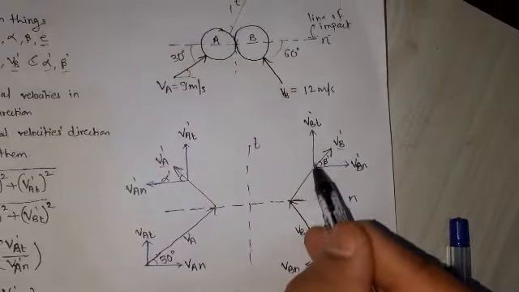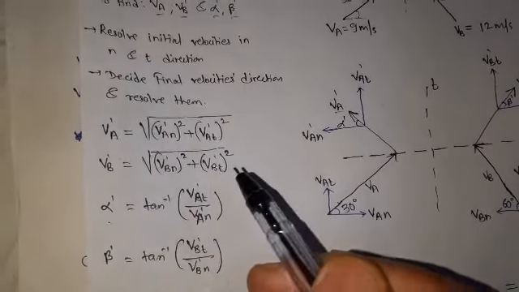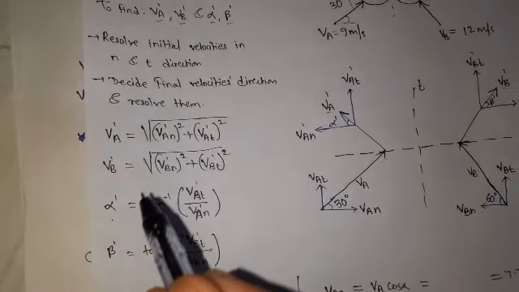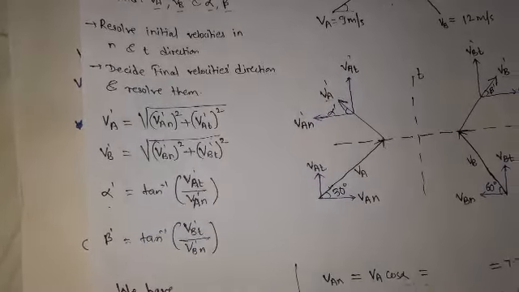Similarly, alpha dash I can write as tan inverse of this vertical component upon horizontal component. Similarly, beta dash is equal to tan inverse of this vertical component upon horizontal component. So I have written these four formulas. Now what we need to find out are the unknowns VAt dash, VAn dash, VBn dash and VBt dash. If we find these four unknowns, then we can find VA dash, VB dash, alpha dash and beta dash. Now how to find these four unknowns?